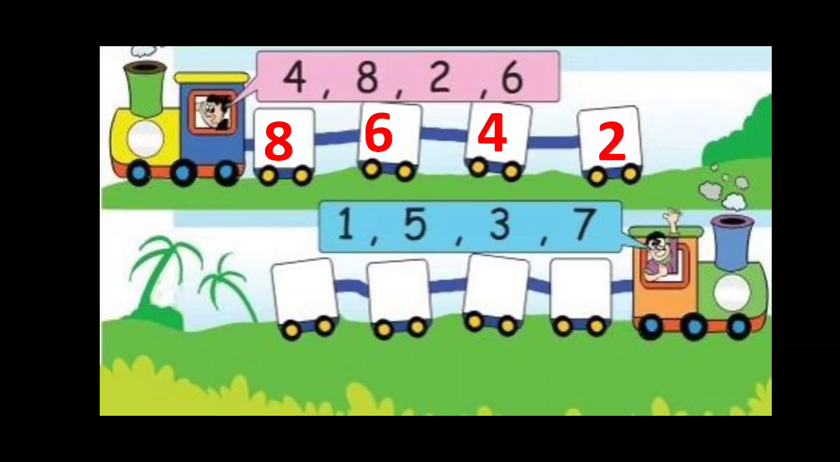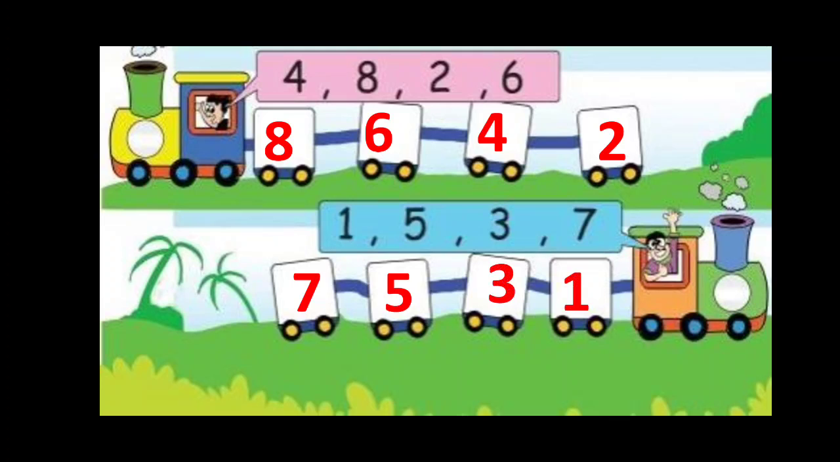Now let us do the next one. You can see the blue box. Now we have to find out which is the biggest number. So which is the biggest number, children? Yes, it is 7. Then we will write 5. Then comes 3. And the last number, which is the smallest number, it is 1.